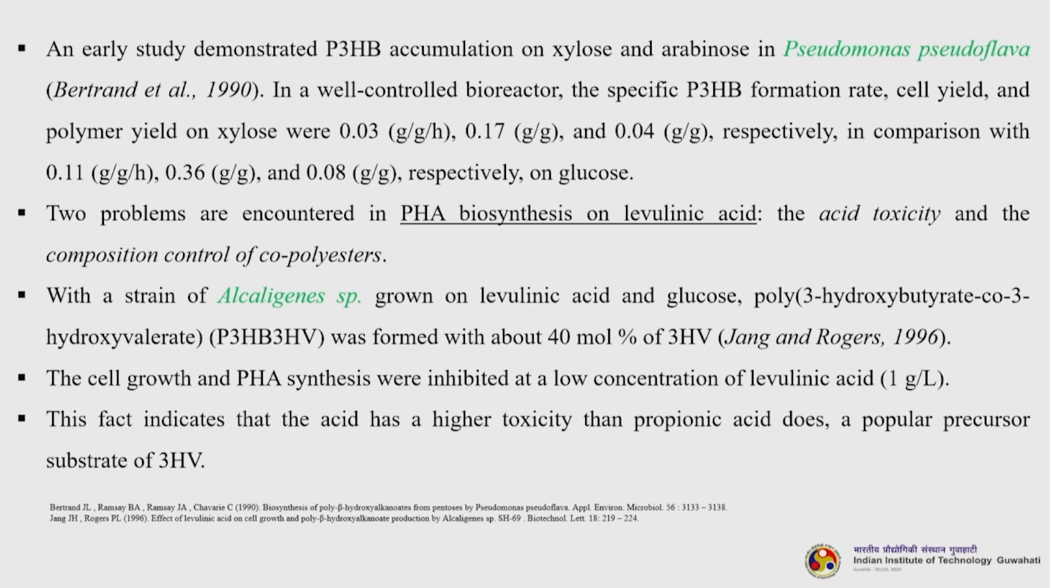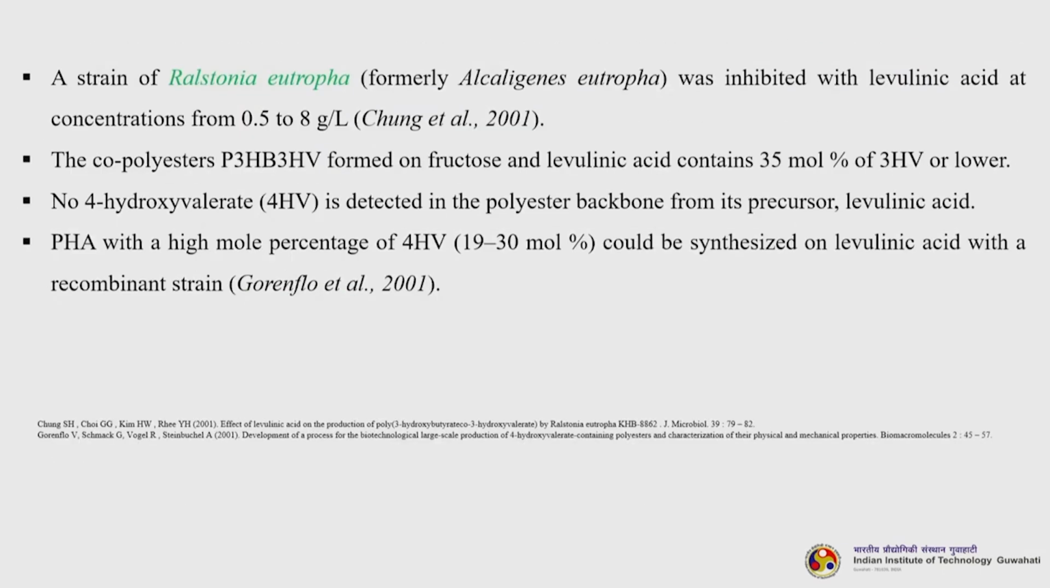The cell growth and PHA synthesis were inhibited at a low concentration of levulinic acid, that is 1 gram per liter. This fact indicates that levulinic acid has a higher toxicity than propionic acid does, which is a popular precursor substrate of the 3HV. A strain of Ralstonia eutropha, formerly known as Alcaligenes eutrophus, was inhibited with levulinic acid at concentrations from 0.5 to 8 grams per liter.